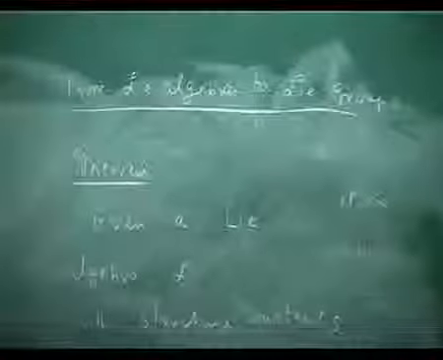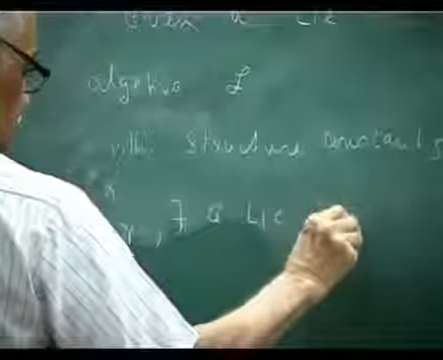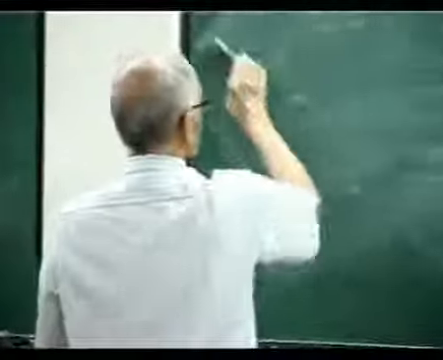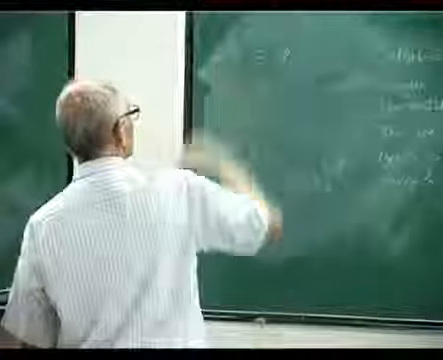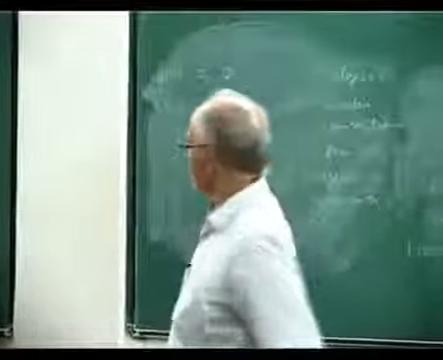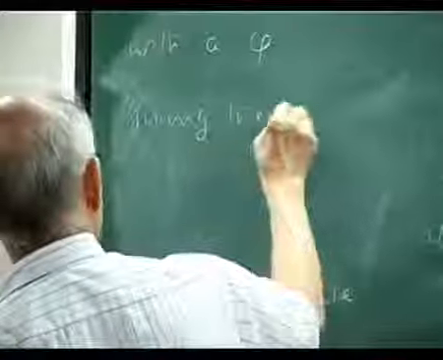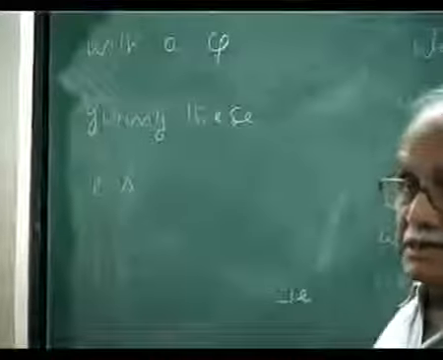Now I am going to take the backward passage. The structure constants are given. There exists a Lie group G0 with a phi, a composition of local coordinates, given these C's, giving the above C's, these C's. This is among the hardest theorems to prove.